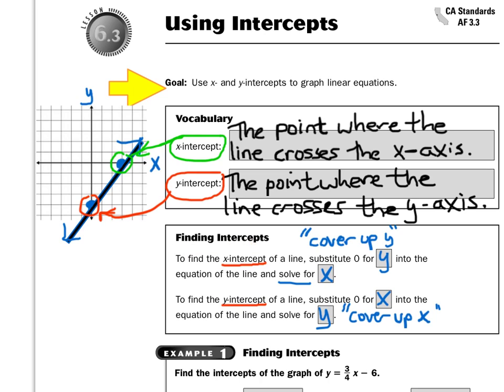Okay, now to find the intercepts, and I'll show you when we do examples, but to find the x-intercept, you have to substitute 0 in for y. So the trick is, with your finger, I'm going to ask you to cover up the y so you can't see it, and then you're going to solve the equation for x. Okay? Now when you want to find the y-intercept, we have to substitute 0 in for x. So we're going to cover up the x and just solve for the y.